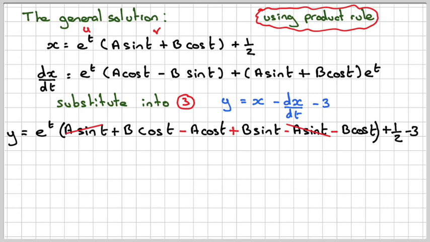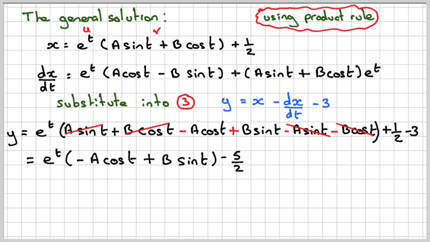The a sine will cancel out there. We've got a plus and a minus, and also the b cos. So we'll be left that y is equal to e to the t, minus, bracket, minus a cos t plus b sine t, and then a half minus 3 will give me minus 5 over 2.